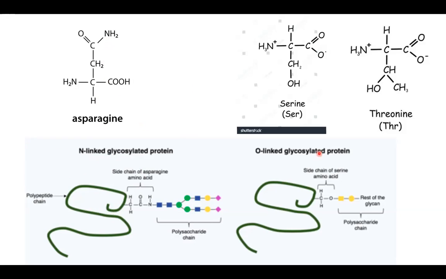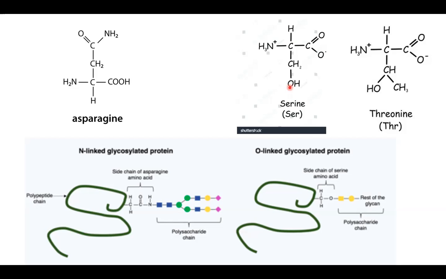O-linked glycosylation, on the other hand, can happen using two different amino acids. Okay, so again, let's look at our amino acid. I have my central carbon, my carboxyl group, my amine group, my hydrogen, and this segment over here, which is my R group. If you notice in my R group, I have this oxygen right over here. This oxygen is what is going to be glycosylated.